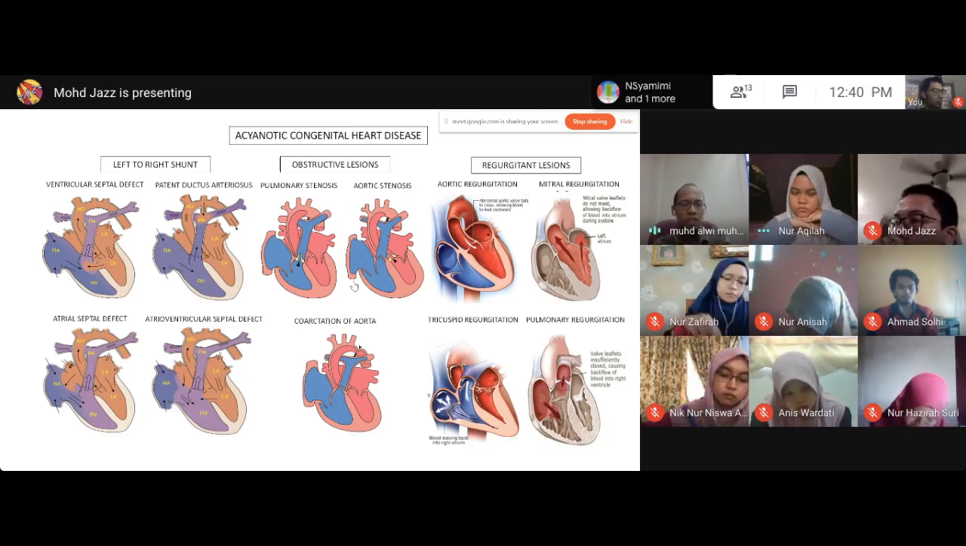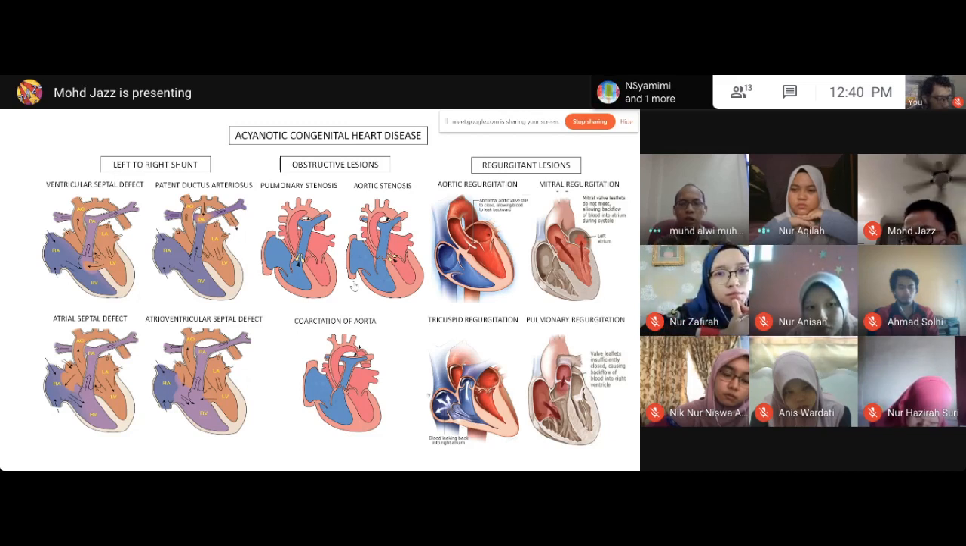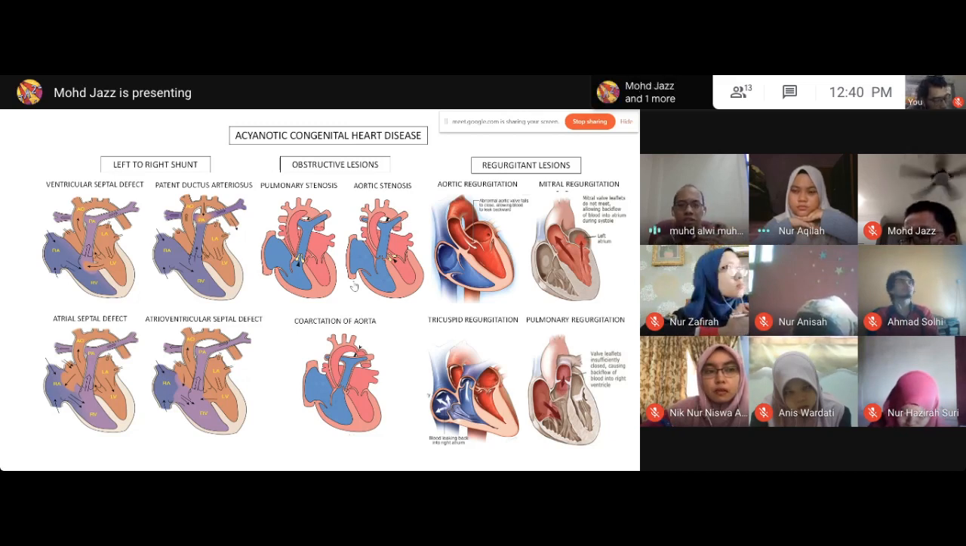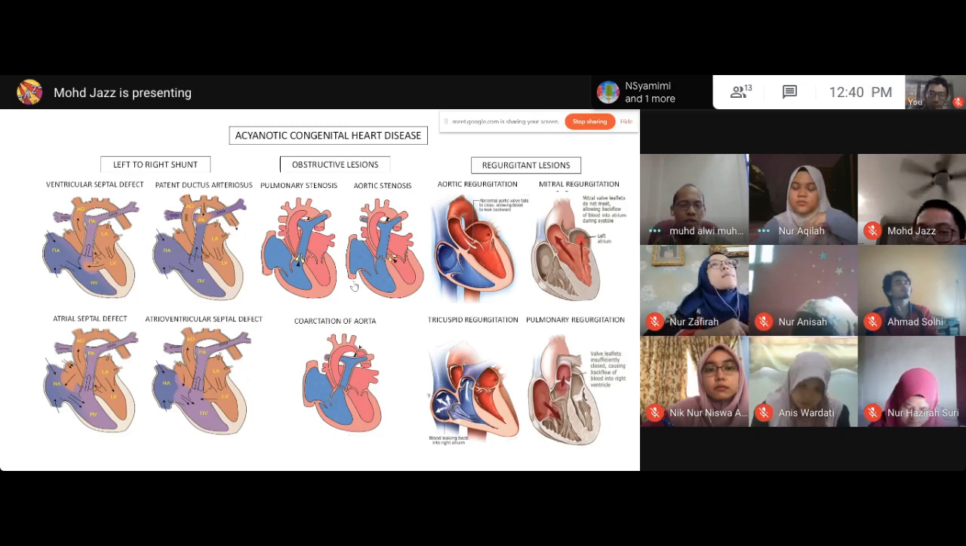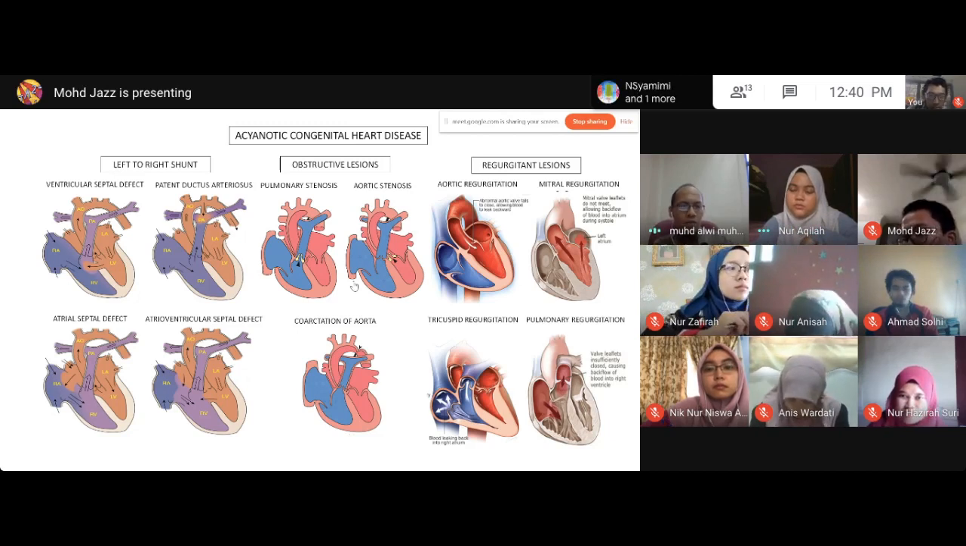And in ASD also, they won't get failure symptoms because in the atrium the pressure is low. So they just have a problem with volume. It's not as bad as in PDA and VSD, because in PDA and VSD we're talking about a pressure gradient, so there's a lot of blood with high pressure pushed towards the lung. But in ASD, there's a lot of blood but low pressure, so it's not affecting the lung much. So in ASD, we call it relative pulmonary stenosis.